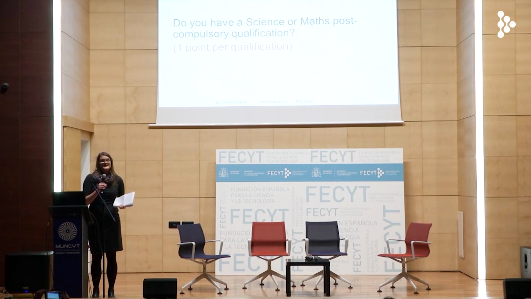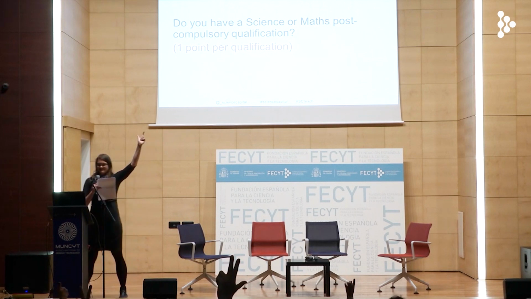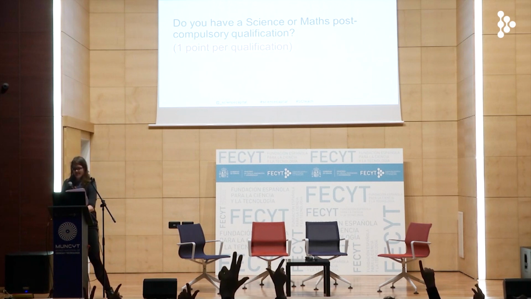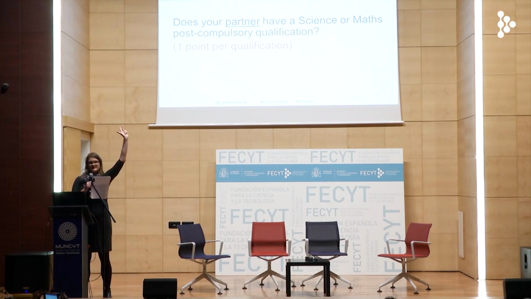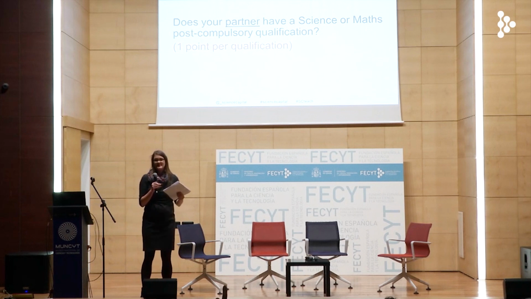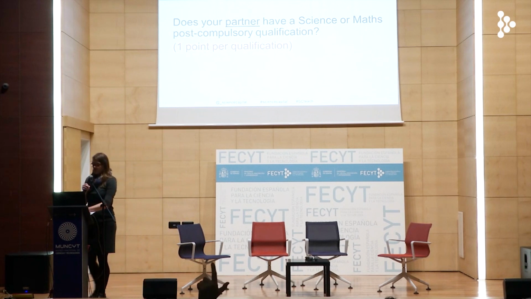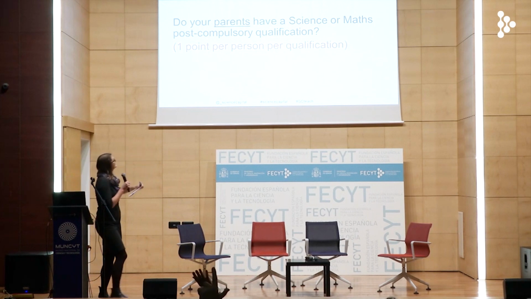Do you have a science or maths post-compulsory qualification? You get 1 point for each qualification. There's got to be some points in this audience. Thank you. Second one, keep your hands up, carry on the points. Does your partner have a science or maths post-compulsory qualification? You get 1 point per qualification that they have. You've got to keep adding the points.